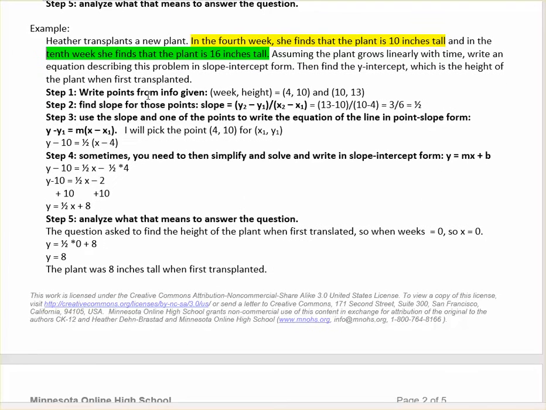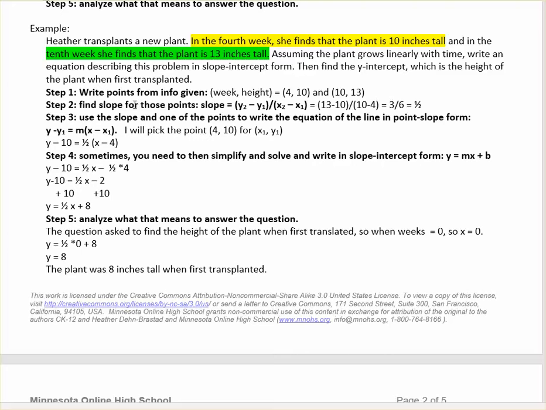Then find the y-intercept, which is the height of the plant when first transplanted. Alright, so write the points. For the yellow information, the 4th week, that's 4. The plant is 10 inches tall, so you can write 4, 10 for that point. X is 4 and y is 10. For the green highlighted area, 10th week, that would be 10 for the x value, and the plant is 16 inches tall. Oops, I meant to change that to 13.